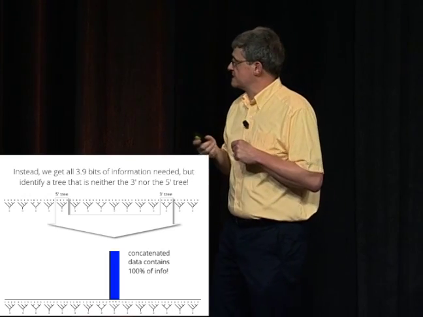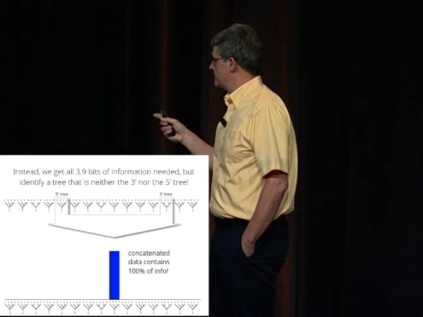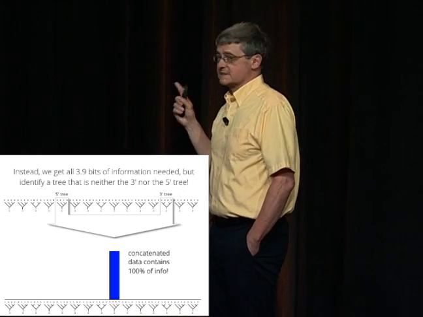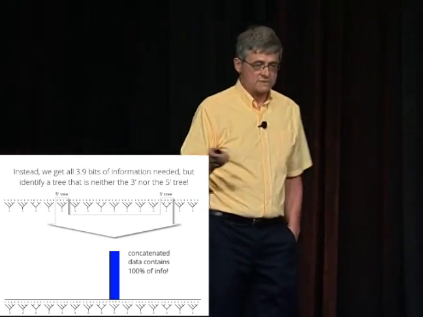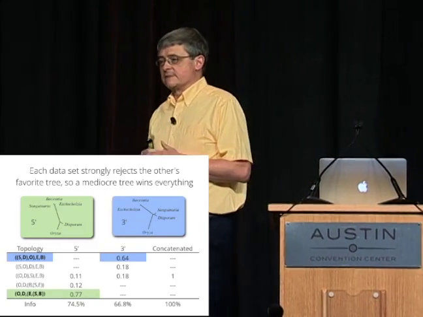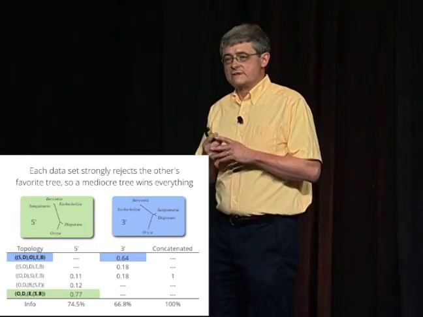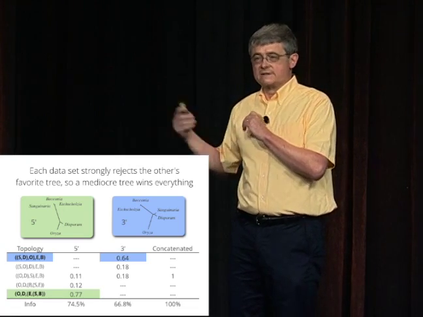But the interesting thing is the tree that it identifies, one tree out of all the 15 possible, is neither the 5' tree nor the 3' tree. So what's going on here? Information is all about excluding possibilities. And what happens is each of the halves of this gene excludes the tree that the other half likes.